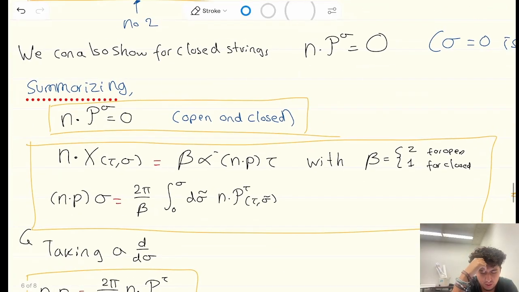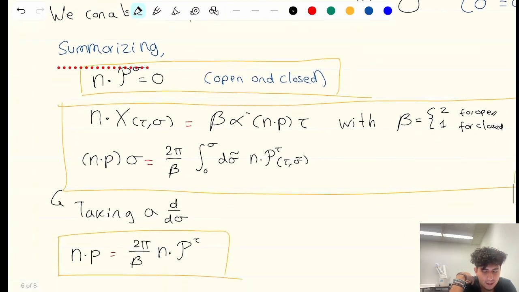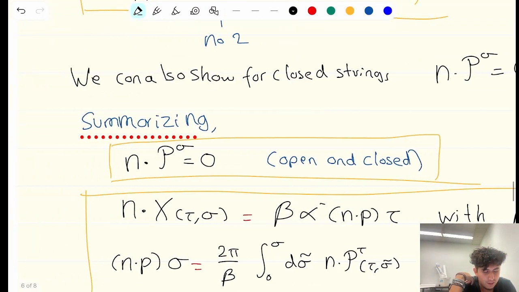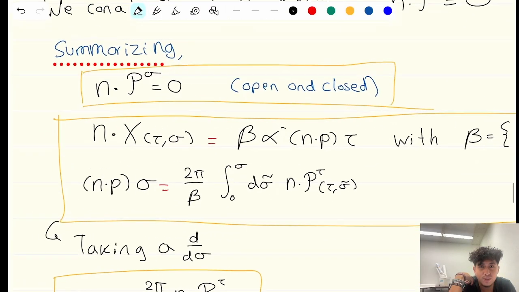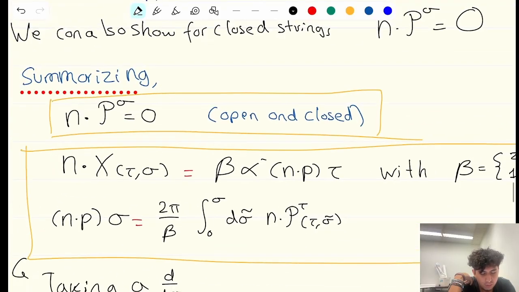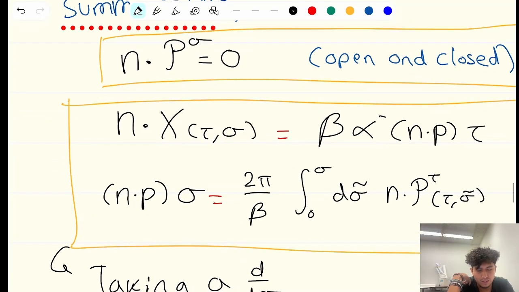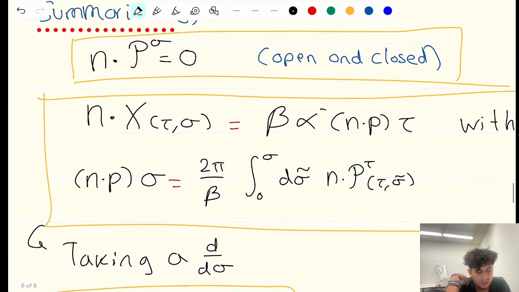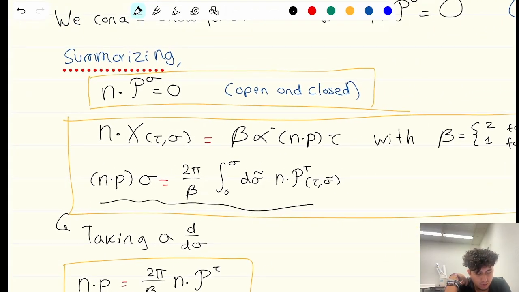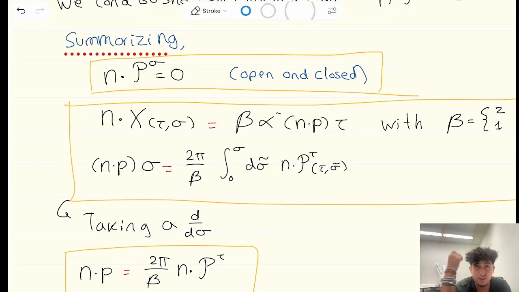You have that this works for closed and open strings. For closed, I didn't show it, but it's a similar argument to just having boundary conditions. Then for the tau parameterization, you have this parameter beta that's 2 or 1, depending on whether it's open or closed, and it just tells you how it's going to be parameterized in tau. And then you also get this condition for the sigma parameterization, which depends on the integral of the momentum.